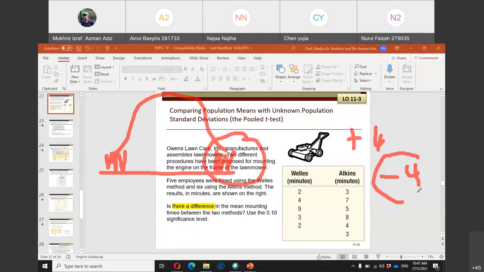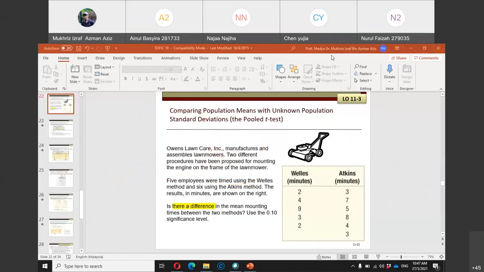But if you get -4, you are looking at the negative side of the tail. Either way, the conclusion will be the same. For a not equal to sign, a two-tailed test, it doesn't matter. Even though one student defines Wallis as the first sample and Atkins as the second sample, or another student defines Atkins as the first sample and Wallis as the second sample, either way both are still correct when it comes to arriving at the conclusion.